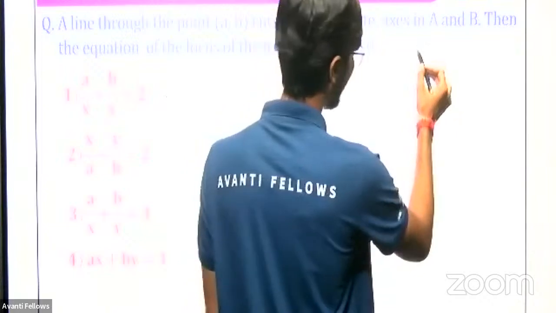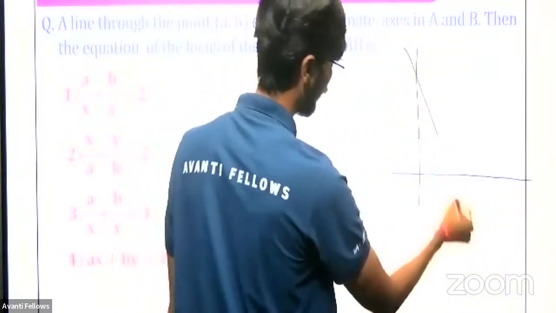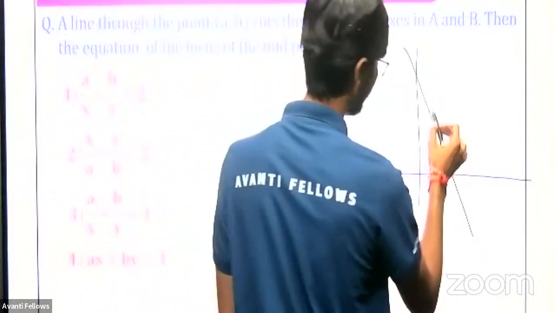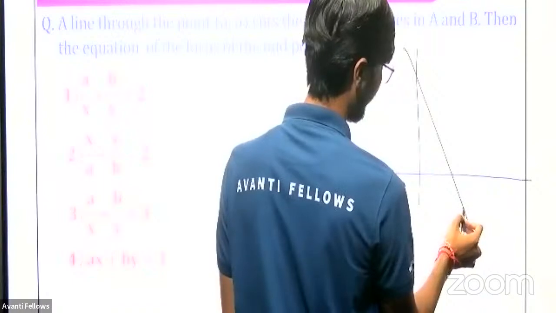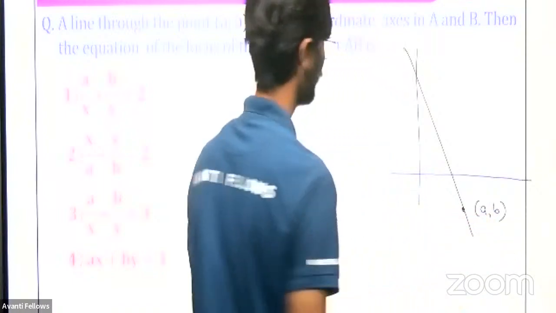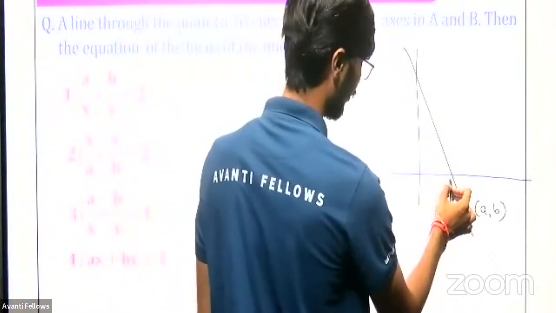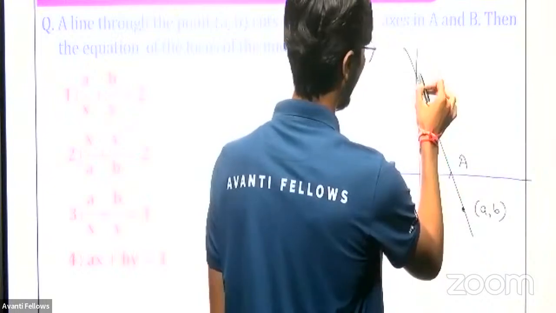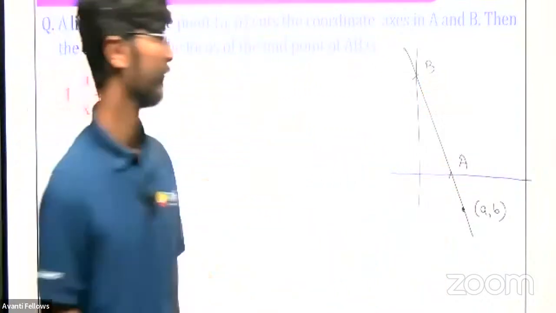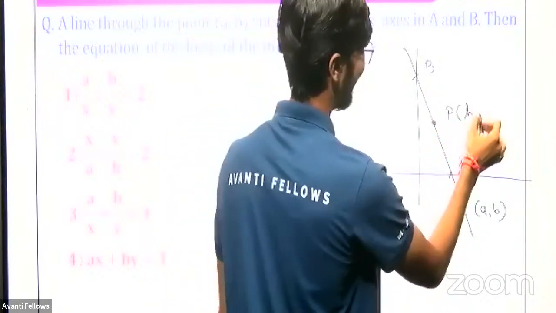Let's again draw the diagram. Since they are talking about coordinate axes, we'll draw the x-axis and y-axis. Here is a line. Suppose this line is passing through some point, say (a, b), and it cuts the coordinate axes at A and B. So let this point be A and let this point be B. Then the locus of the midpoint of AB. Let's say this midpoint P is (h, k).